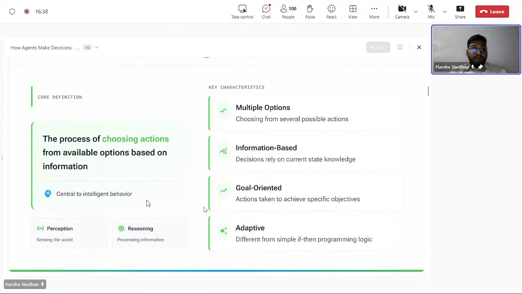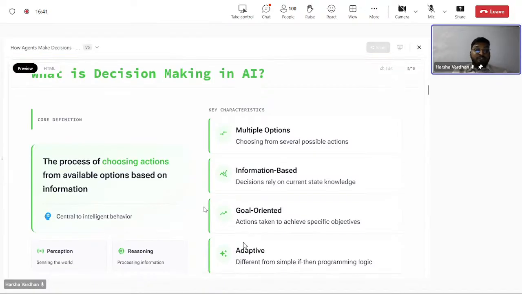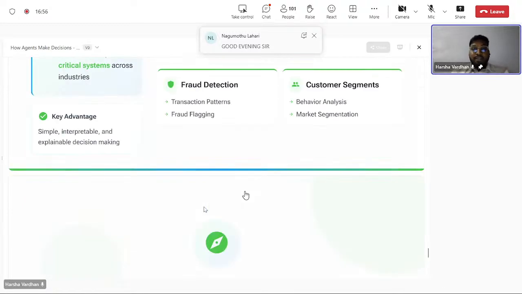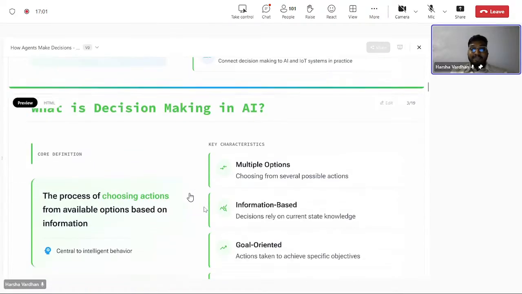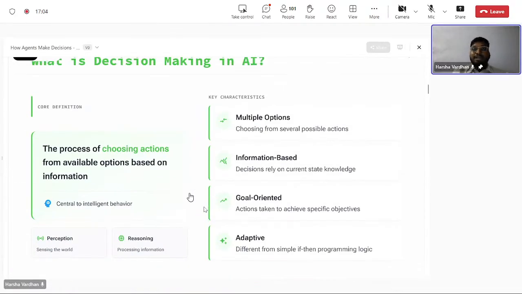When it comes to decision making, the process of choosing actions is option based, and options are in turn information based. For example, let's say there's a 12-year-old boy who does not know anything about the whole world. He does not perceive things the way that we do, and he does not know much about life. But he learns from his mistakes. So he has multiple options to choose from.